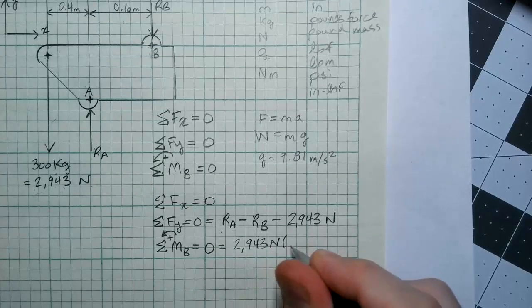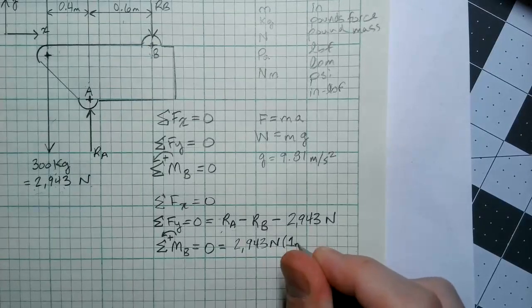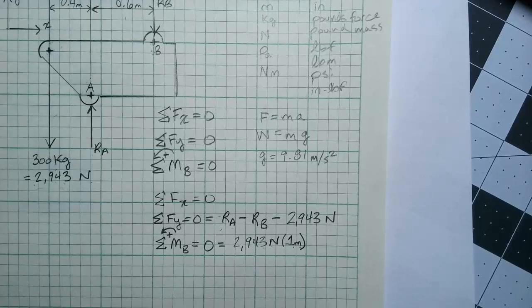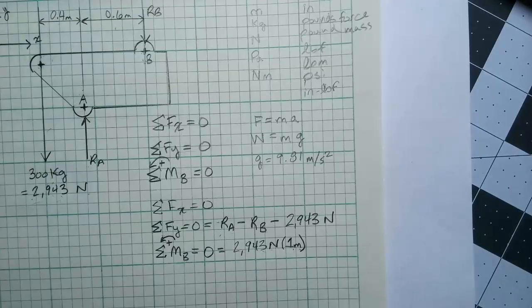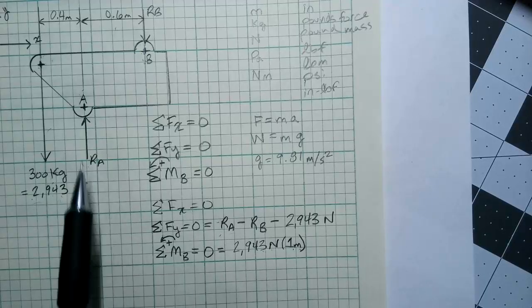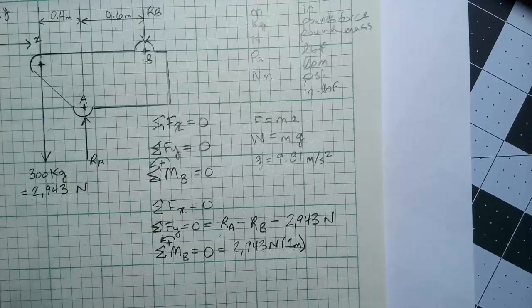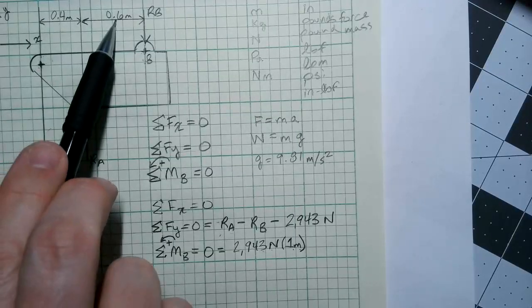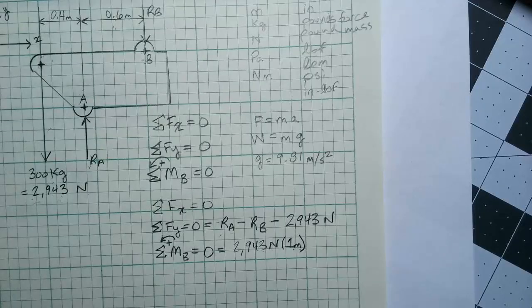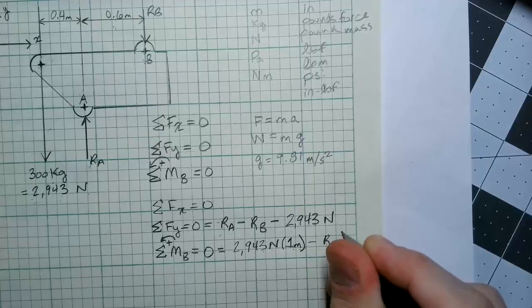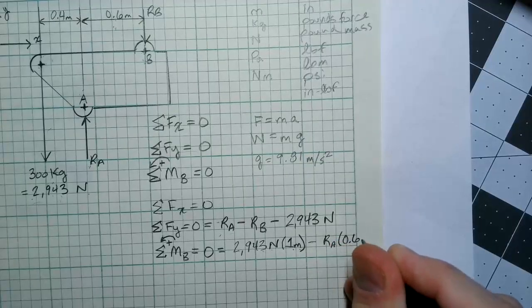But make sure you write it out in case you ever go back and look at your equation and you'll be like, where's my distance? What did I do? So write it out so you have it. It also helps with our units when we multiply those together and make sure we have the right units of measure at the end. And then point A, that results in a clockwise moment, so that's going to be negative. And that is 0.6 meters away from point B. So this is going to be minus RA times 0.6 meters.